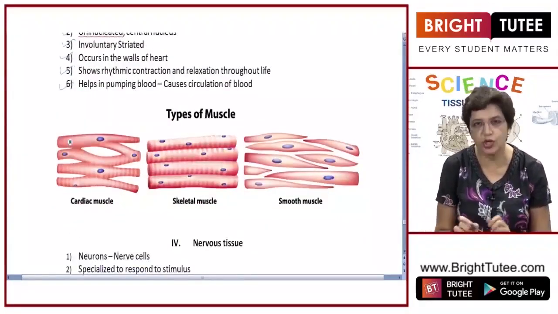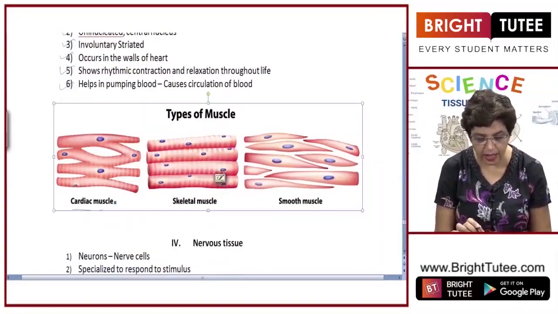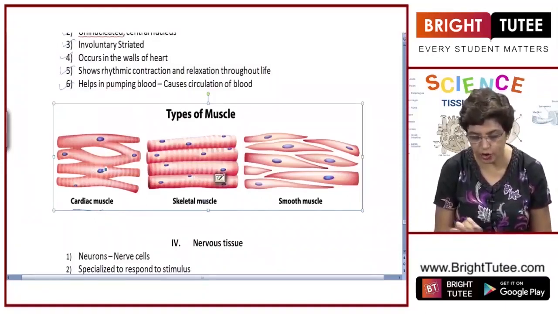So look at this structure. It will help you understand the various features. First is the cardiac muscles. As I told you, each cell is uninucleated. Cells are cylindrical, but they are branched, right? Branched means they are attached to one another. But they have dark and light stripes.